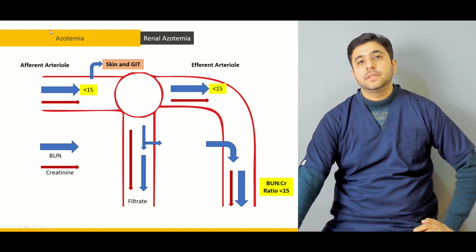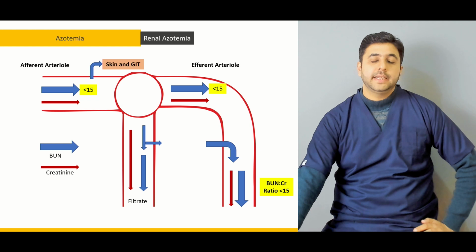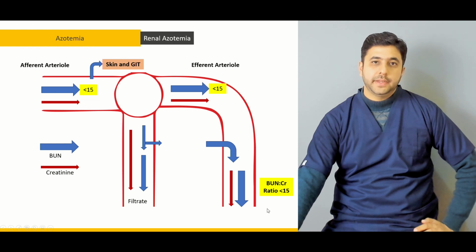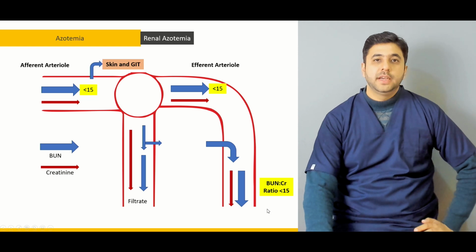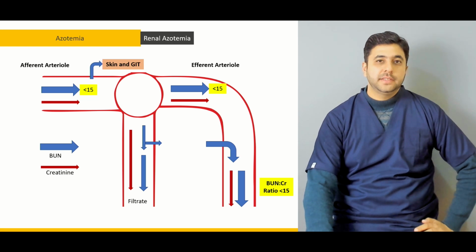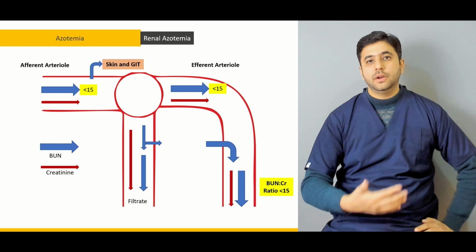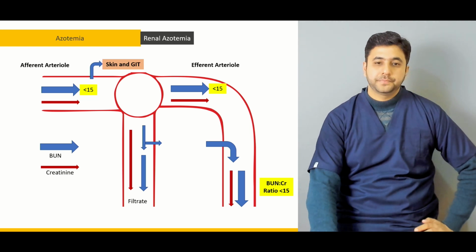So comparing with prerenal azotemia, in which the BUN and creatinine ratio is increased, greater than 15, in renal azotemia the BUN and creatinine ratio goes down, less than 15. This is an important demarcation which helps us evaluate whether the pathology is prerenal or concerns the kidney.